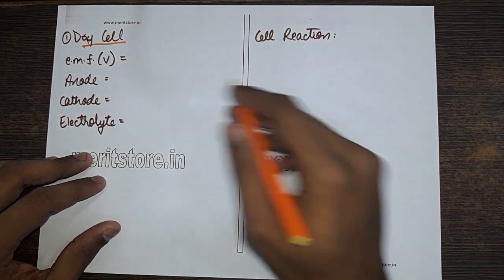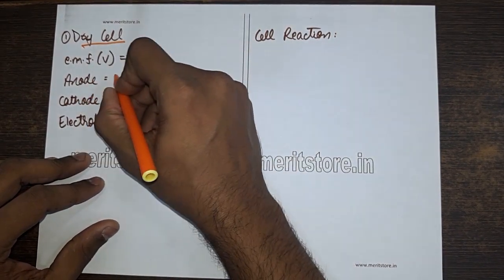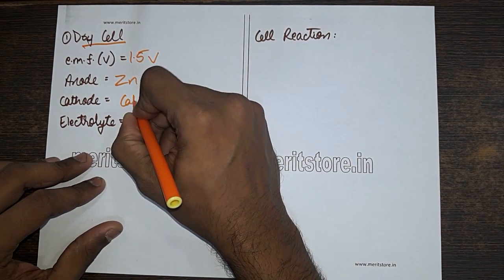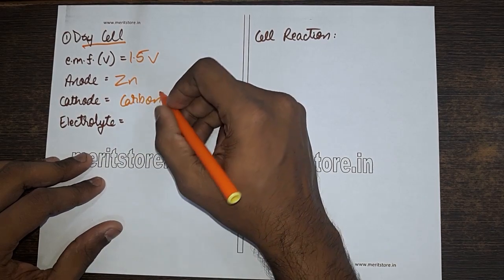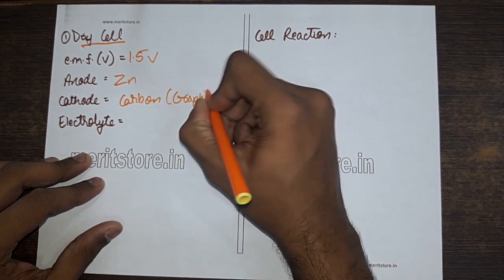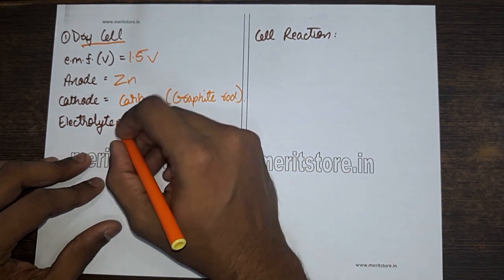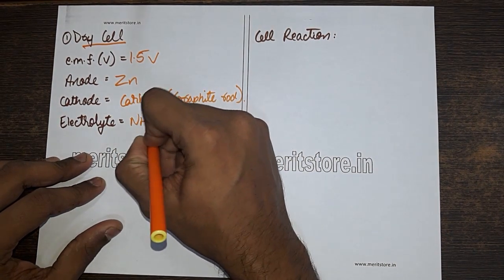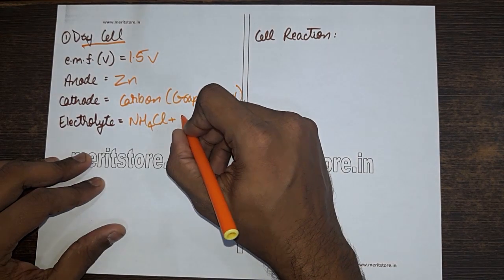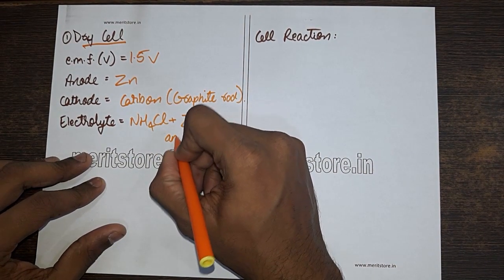It has an EMF of 1.5 volts. The anode used here is zinc. The cathode used is carbon in the form of a graphite rod. The electrolyte used here is NH4Cl plus ZnCl2. This is around the anode.